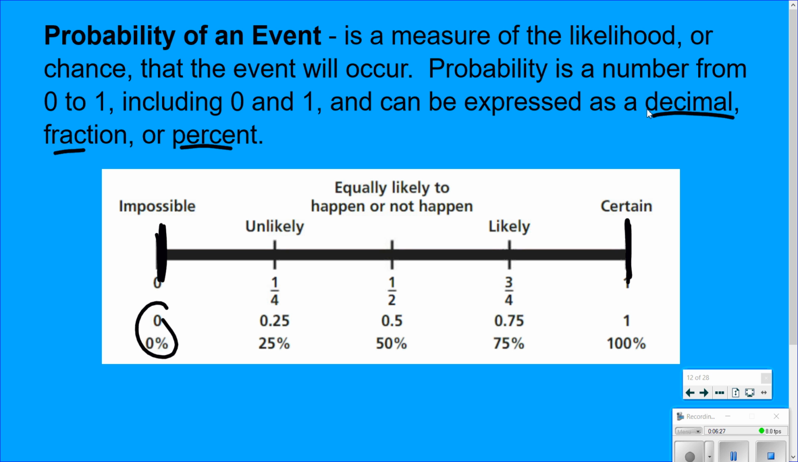If you're in the middle, like 1 out of 2, 0.5, 50%, it's equally likely to happen or not. If you're over here somewhere, it's unlikely. If you're over here somewhere, then it's likely, greater than 0.5 or a half. And you guys are pretty familiar with this.